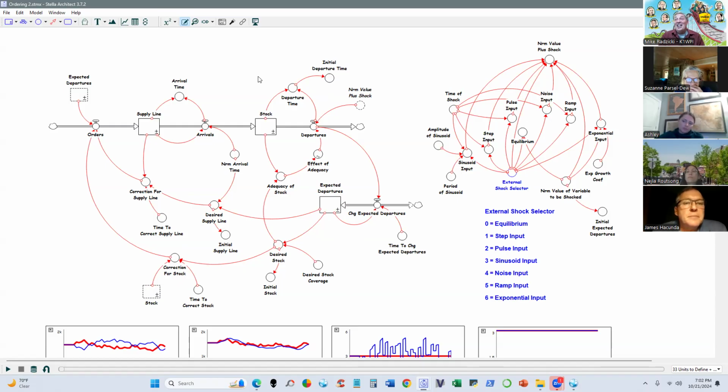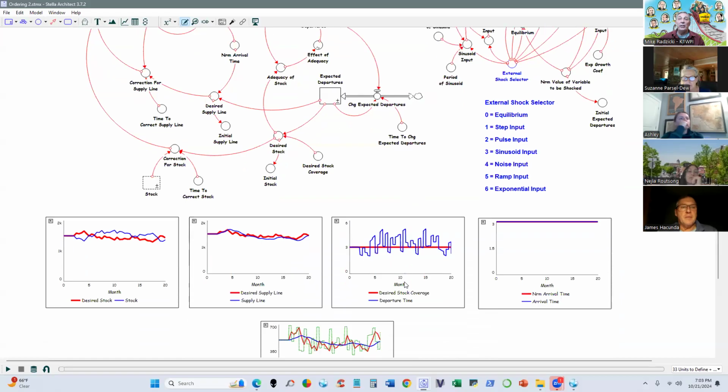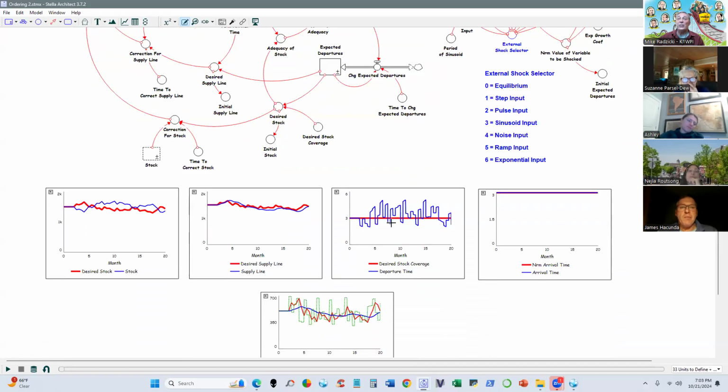Can you just click on the departure time and the desired stock coverage so that we can see the difference in the equations, what's similar? This is Little's Law. It's stock divided by coverage, with the safety division so that it never goes negative. Is that right? Yep. And then this is just a number of weeks or months, a constant. So you can see the actual departure time is above and below in this run right here.